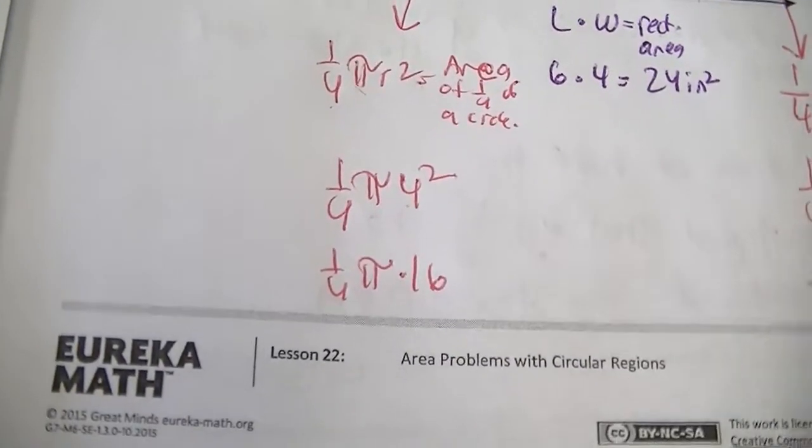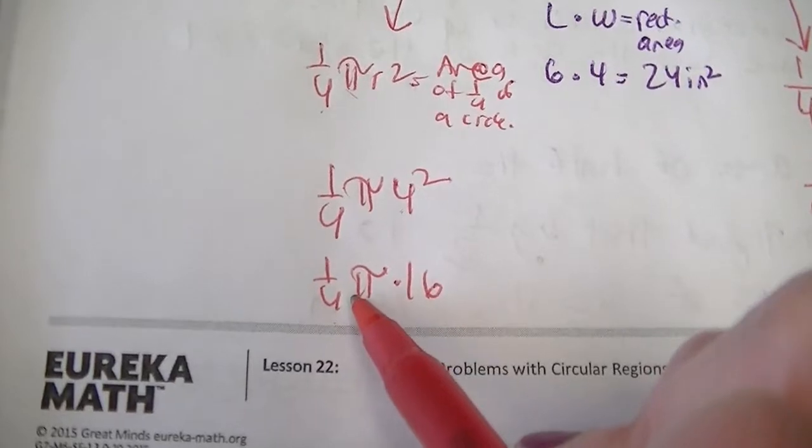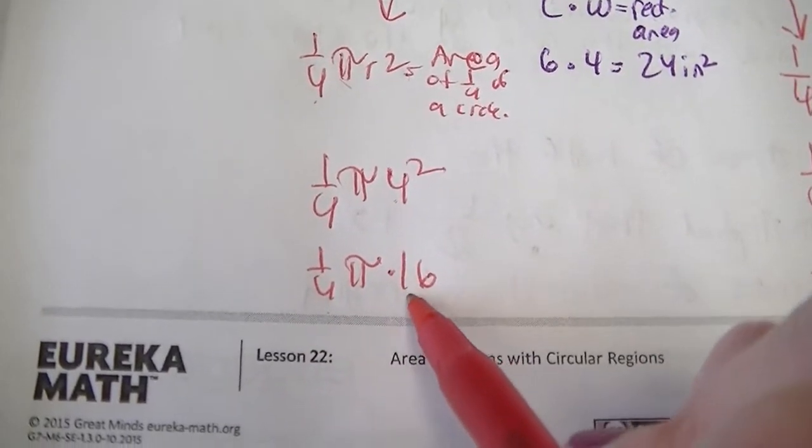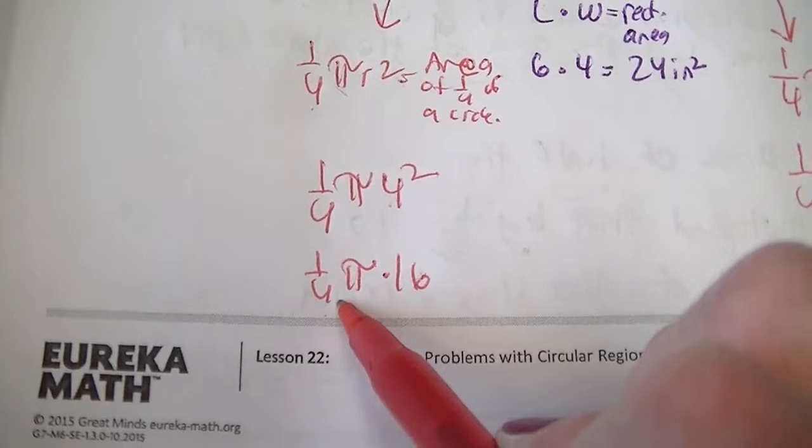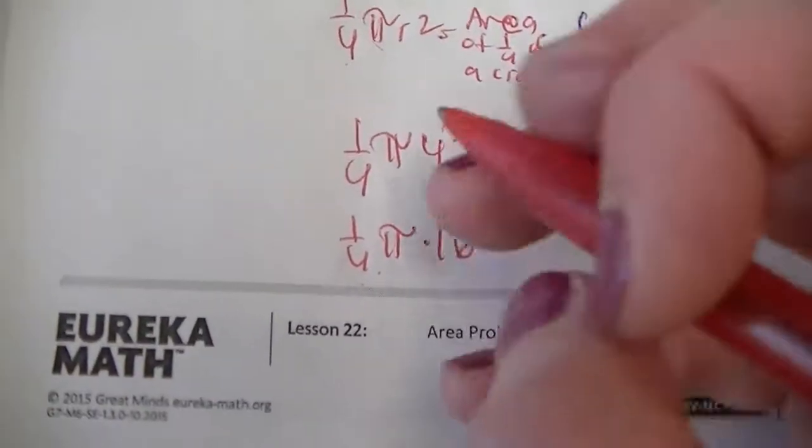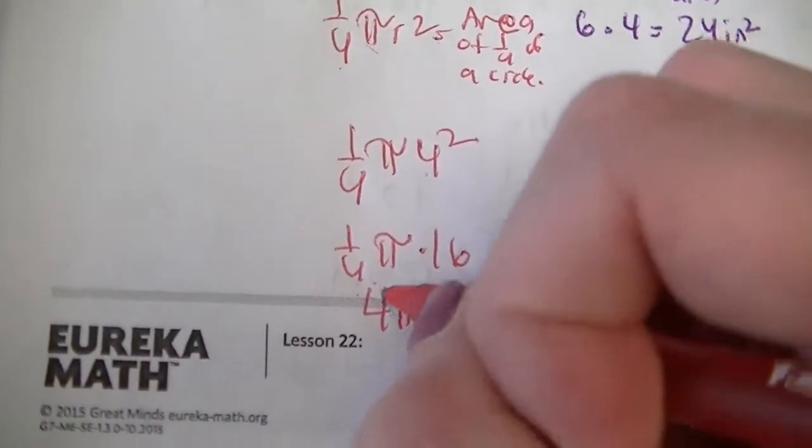Okay, a couple ways you can do this. You can go 1/4 times 16, or you can go 16 divided by 4. 16 divided by 4 is 4 pi. Okay?